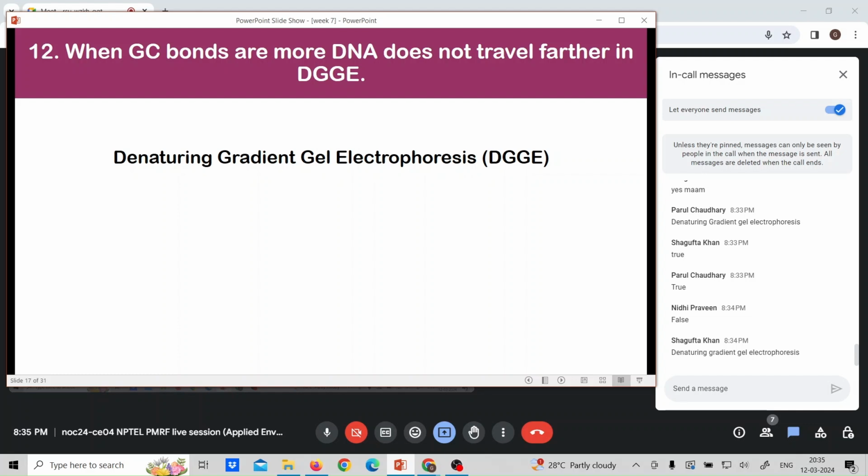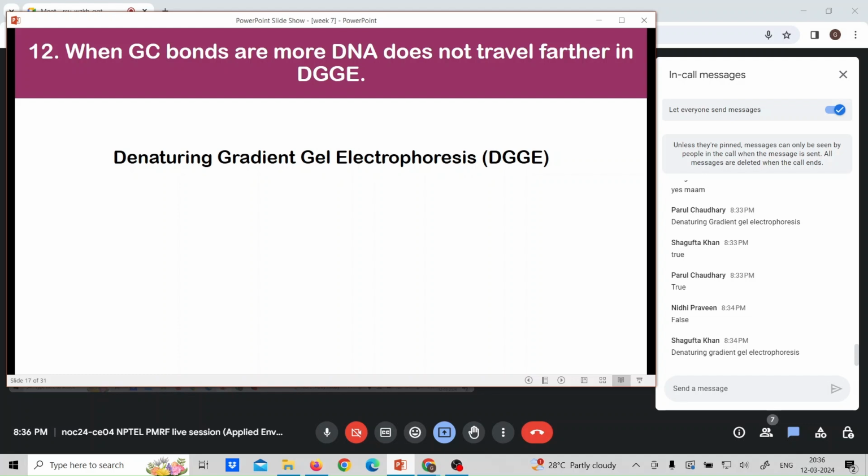If I have more base pairs, the size is more, it will not travel farther. When it's smaller or lighter, it can travel farther. So when you read the gel from top to bottom, the heavy ones will be at the top and the lower ones will have moved farther and will be at the bottom of the gel. Okay, this is just an outline of electrophoresis, as we have mentioned in the earlier sessions also, gel electrophoresis.